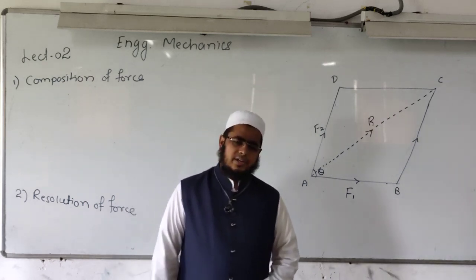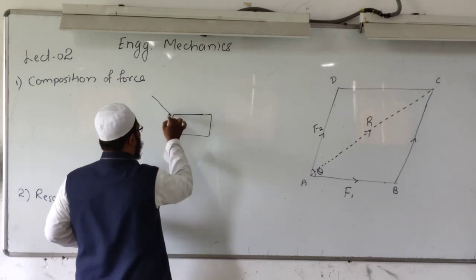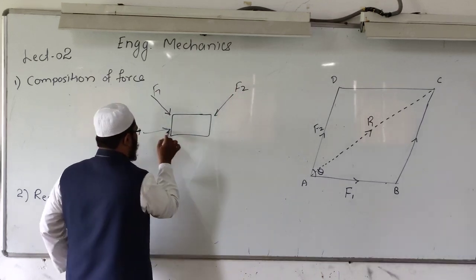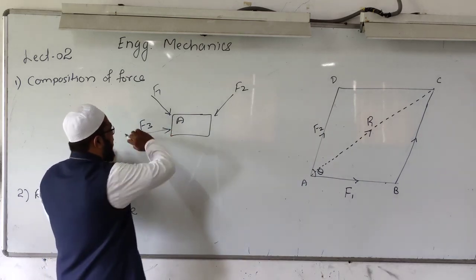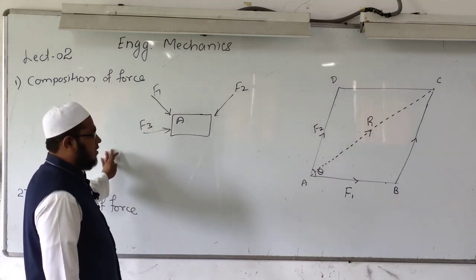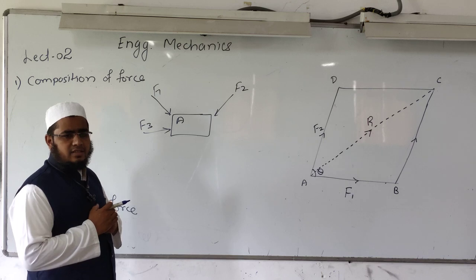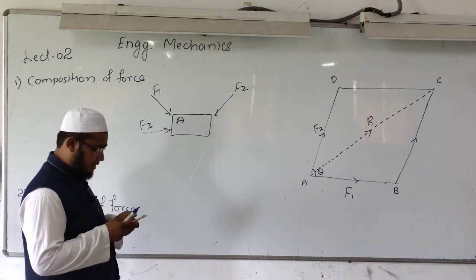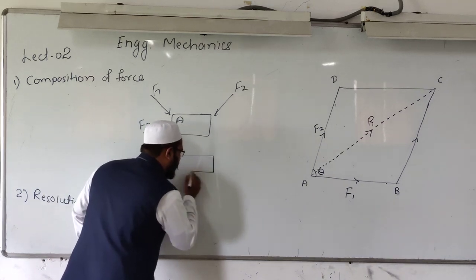Why is composition required? Because whenever an object is under the action of forces, assume that F1, F2, F3, these three forces are acting on block A. Then we have to find what is the effect of all these forces on block A. To determine the effect, whenever vector quantities are acting simultaneously, it is very difficult to directly add and subtract the quantities. We will see a very good example.